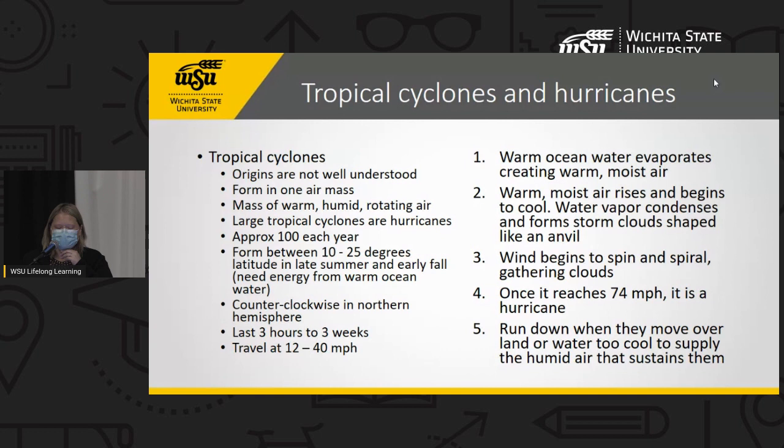And there's about 100 hurricanes across the globe every year. And these always form between 10 and 25 degrees latitude. And it's always in the late summer or the early fall, because that's the time when the water is at its warmest and it's able to produce enough warm, humid air to give the hurricane enough energy. And they always move counterclockwise in the northern hemisphere and clockwise in the southern hemisphere.